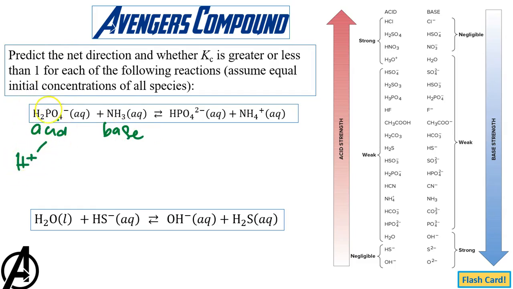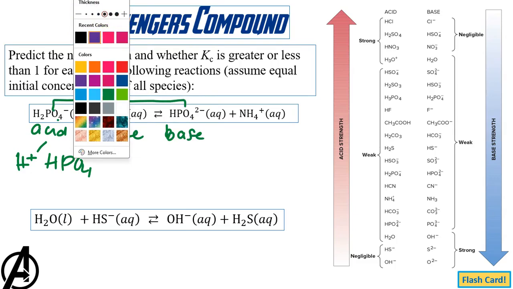And if I get rid of one proton, what is left? Well, I'm going to have a hydrogen left, PO4. And then again, I have to increase my negative charge, so I'll have a 2 minus. That means my conjugate acid-base pair for this one is going to be HPO4 2 minus. So this is also a base.